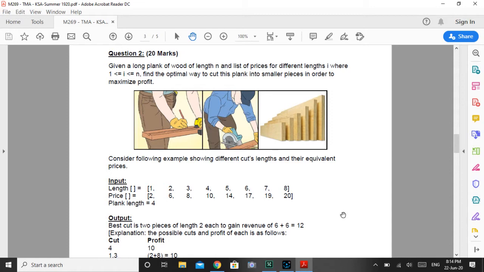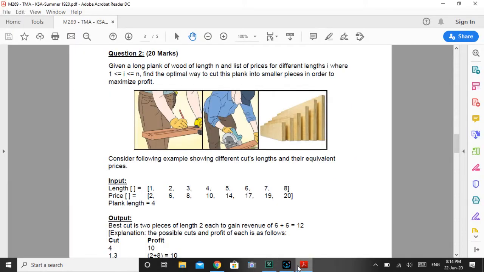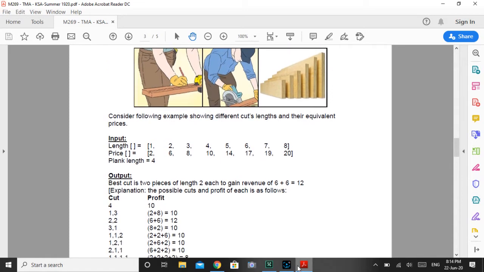For instance, let's say I give you one plank of wood which has the length, for example, 4 units. The units can be 4 meters, 4 centimeters, 4 millimeters, whatever. Let's consider it 4 meters. So the length is 4. Now, the lengths that are available for you to cut are 1, 2, 3, 4, 5, 6, 7, 8, which means you can cut each piece into a smaller piece of 1 meter, or 2 meters, or 3 meters. But where is the problem?